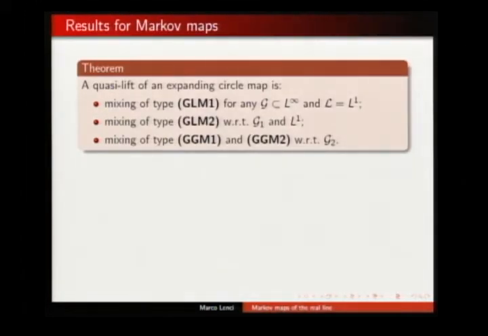So I'm close to the end. For Quasi-Lift, for translation invariant maps, you can prove GLM1 for any class of global observables, and for the biggest possible class of local observables, you can prove GLM2, which is the hard one in a sense, with respect to this class G1 that I told you just now, and with respect to the local observables L1. And you can prove global-global mixing, both forms, with respect to the narrower class of global observables.